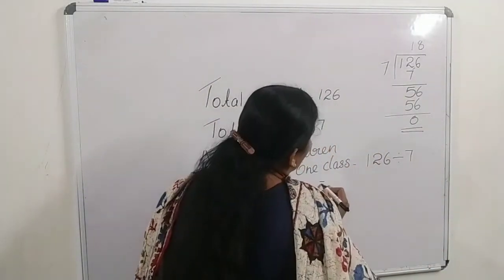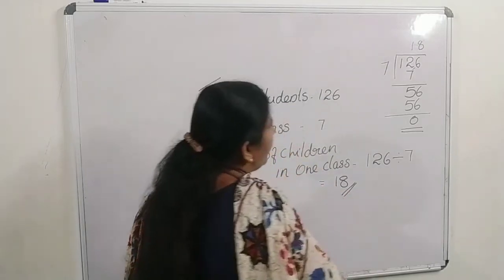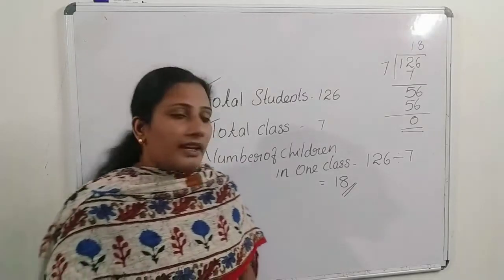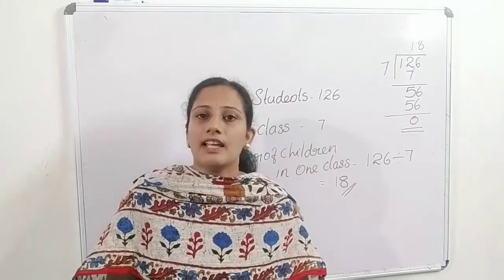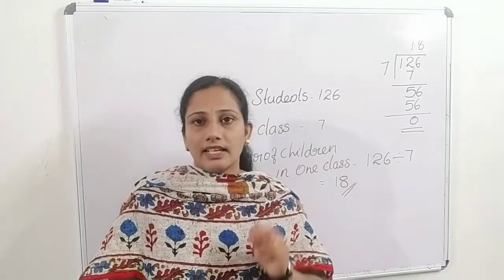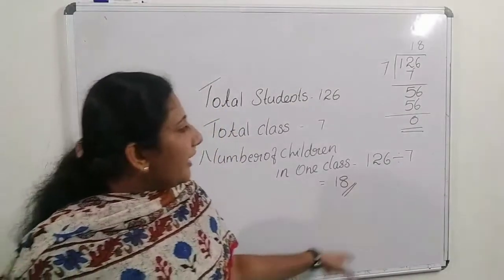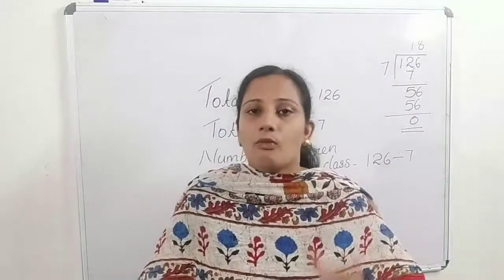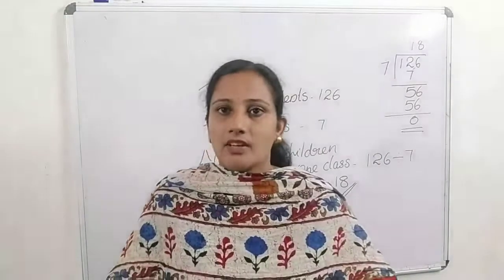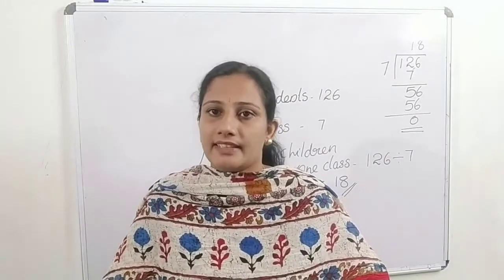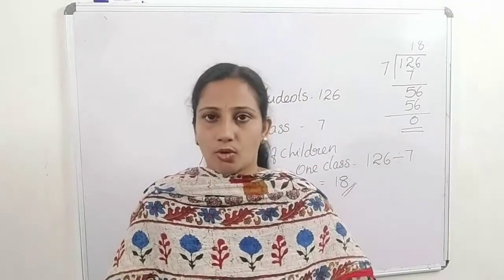So what is the answer? Yes, 18 is the answer. In one class, there are 18 students. Total 126 students are equally divided among 7 classes. Now let us write these answers. Let us write these activities in our notebook.